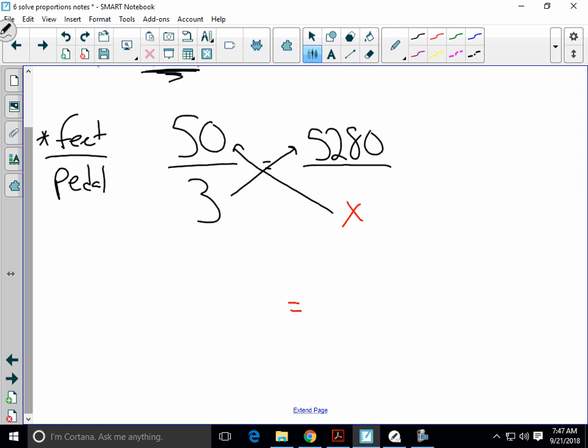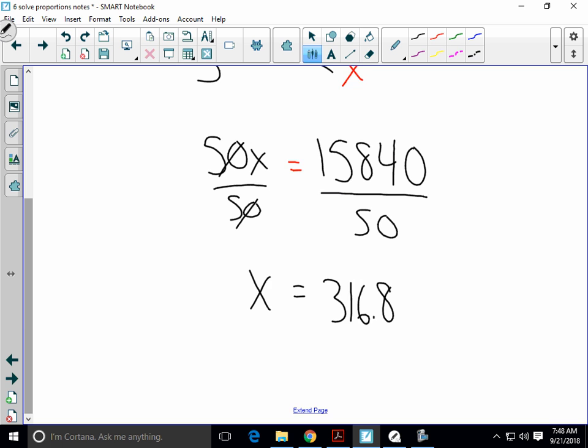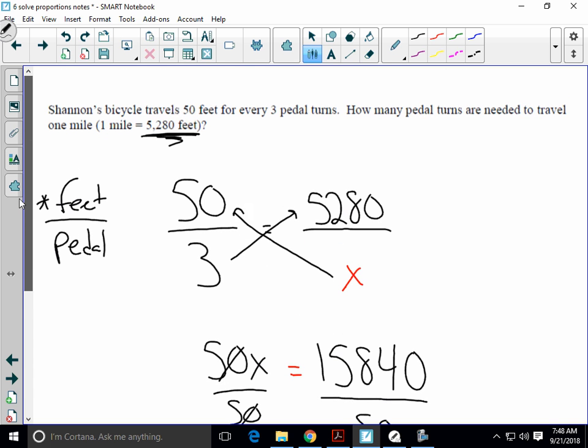Okay, so on the left, 50 times x is 50x. On the right, 5,280 times 3, 15,840. Last step, divide out that 50. And I'm getting 316.8. Okay, so you'd have to pedal 316.8 pedal turns. Right? Have to pedal that many times.